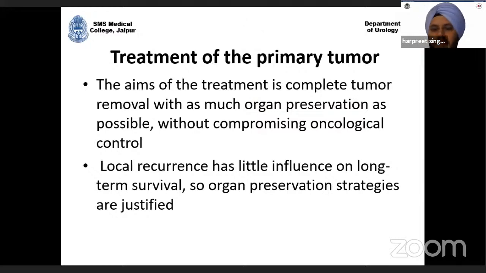Now comes the treatment of the primary tumor. The main aim of the treatment of the primary tumor is complete removal of the cancerous part with as much organ preservation as possible without compromising the oncological outcome. Local recurrence has little influence on long-term survival, so the organ preservation strategies are justified.